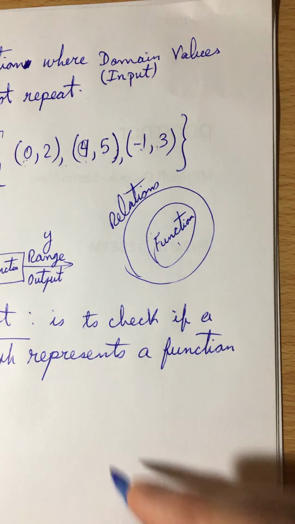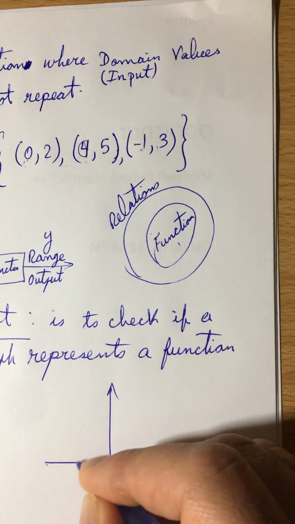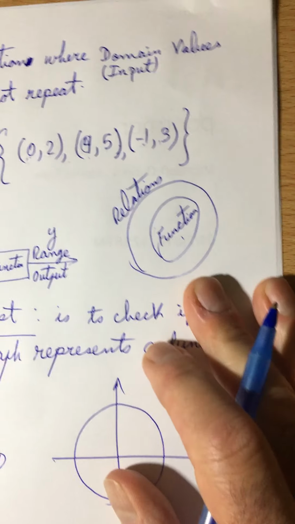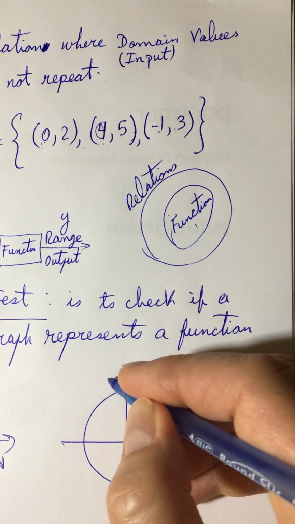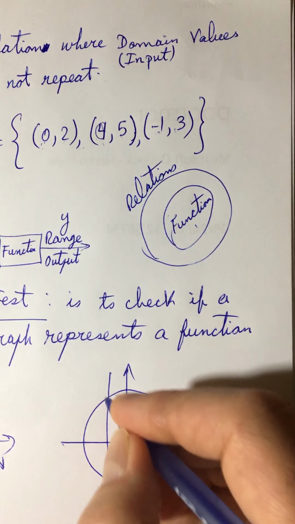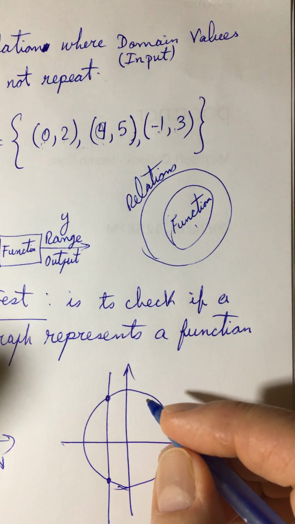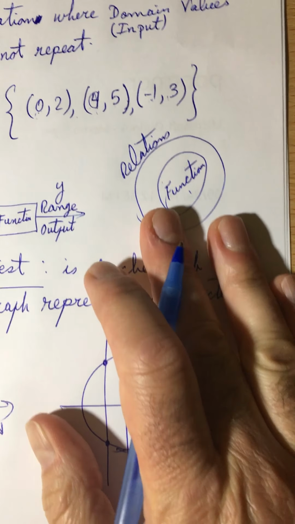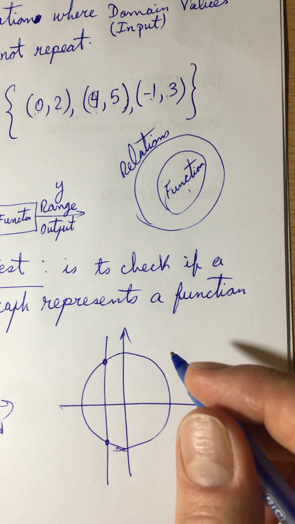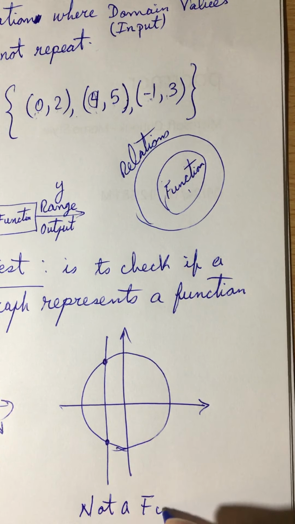On the other hand, if I give you a graph that's a circle, say like this. Well, it looks like a potato, but imagine it's a circle. If I draw a vertical line here or here, what happens? Look at it. It intersects the graph here and here. It intersects more than once, correct? So, does it represent a function? No, it does not. Not a function.